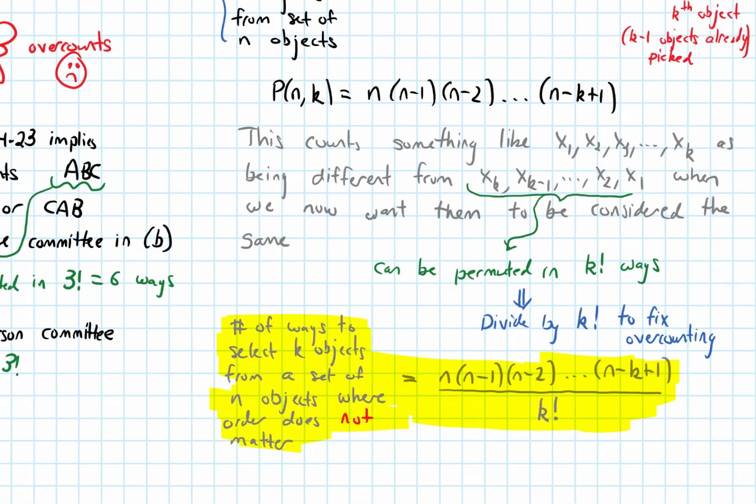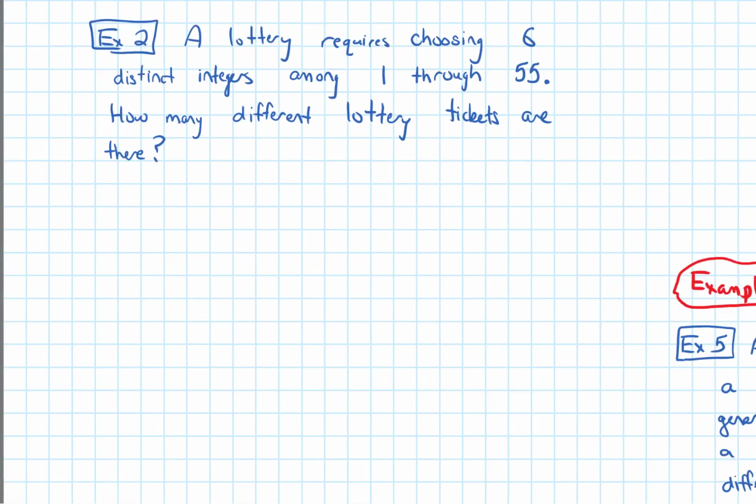So next, let's look at an example. All right, so this example says that a lottery requires choosing 6 distinct integers among 1 through 55. How many different lottery tickets are there?